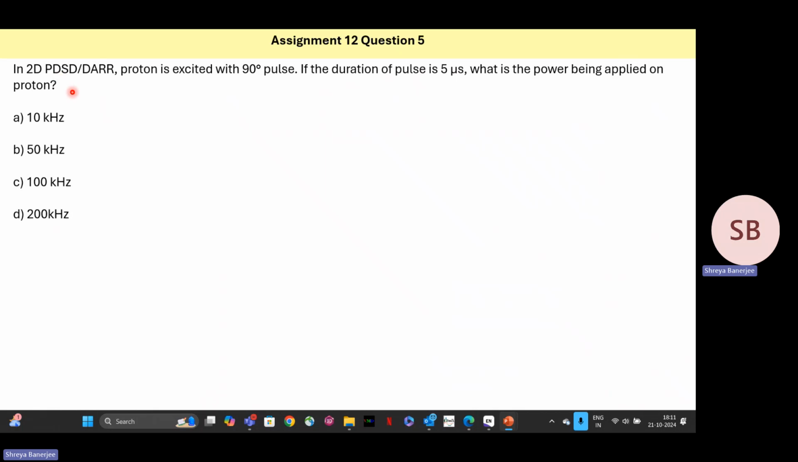We will go to the next question now, which asks: in 2D PDSD or DARR, the proton is excited with a 90-degree pulse. If the duration of the pulse is 5 microseconds, what is the power being applied on the proton?